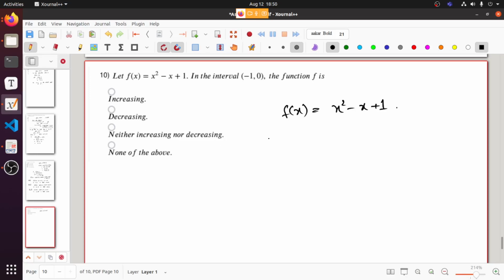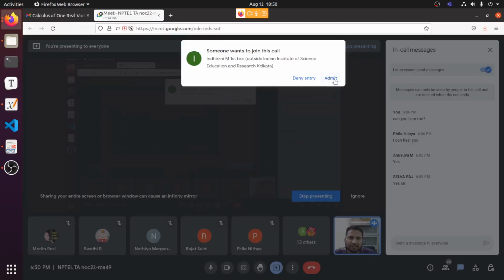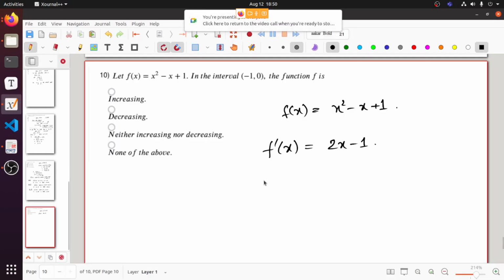So increasing decreasing means if the function is differentiable, if f dash is greater than 0 means the slope is increasing, right? So function will be increasing. And if f dash is less than 0 means slope is decreasing, means function is decreasing. So you have to check f dash, whether it is positive or negative in this interval. And because here the function is differentiable, differentiate the function. F dash x is 2x minus 1. So you have to find whether f dash is positive or negative in minus 1 comma 0.